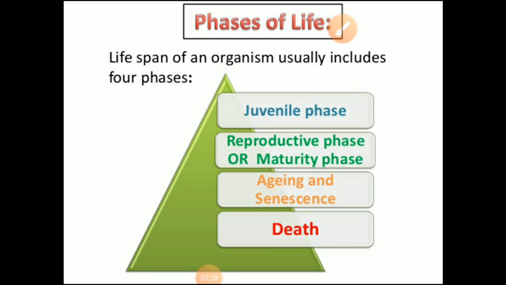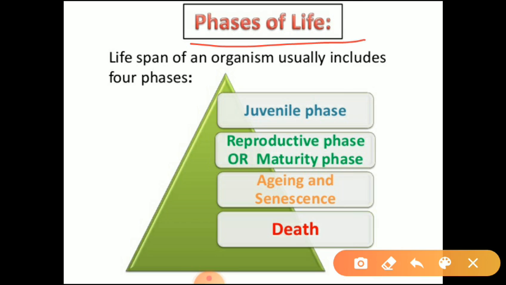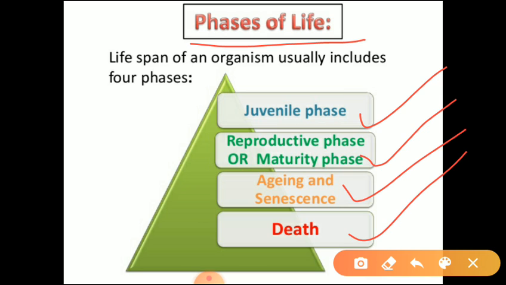Now let us discuss phases of life. The lifespan of an organism usually includes 4 phases. They are the juvenile phase, reproductive phase or maturity phase, aging and senescence, and last, death. These are the 4 phases of life. One by one we can discuss. First one is the juvenile phase.